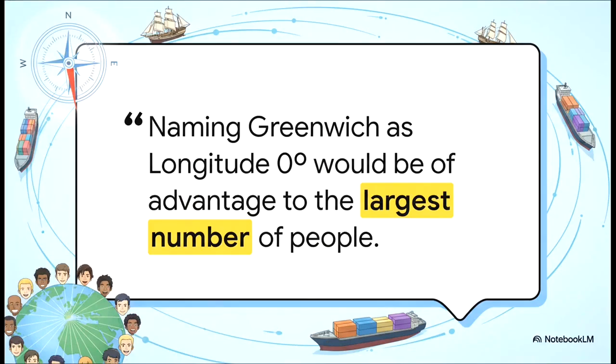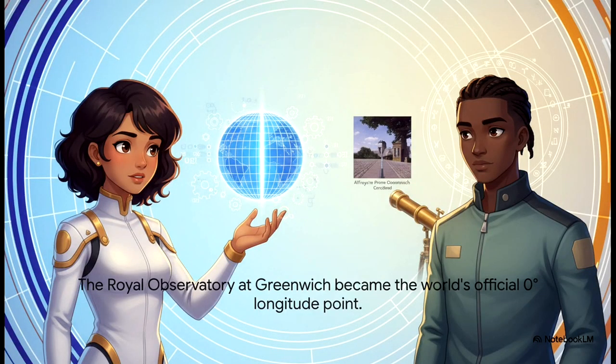So, why Greenwich, a neighborhood in London? Well, it wasn't a random pick. The decision basically came down to pure pragmatism. At that time, a staggering 72% of the entire world's shipping already used sea charts that were based on Greenwich being the 0-degree line. Choosing it was just the path of least resistance. It would help the most people right away. And just like that, it was settled.